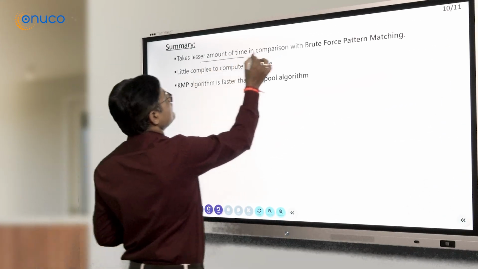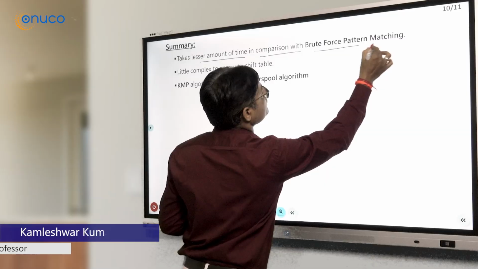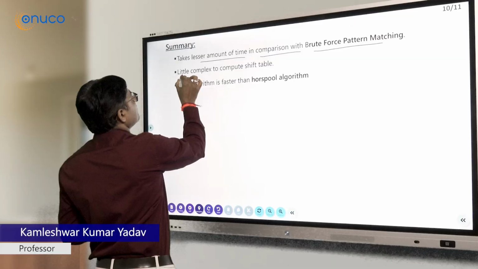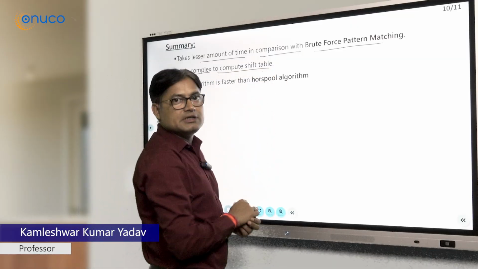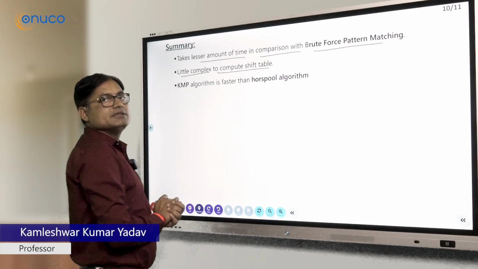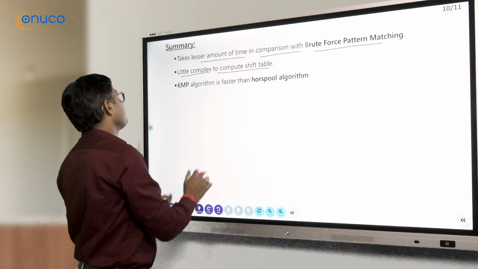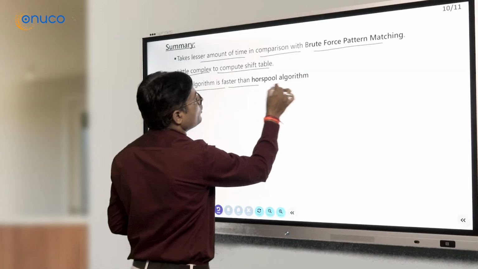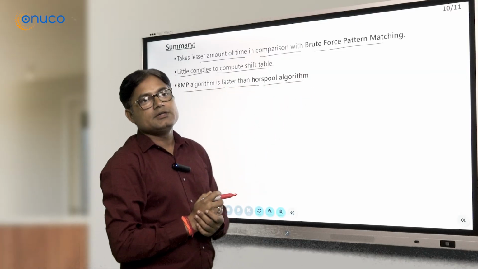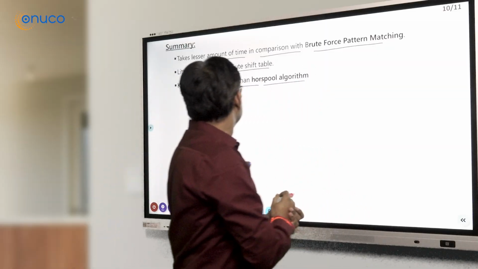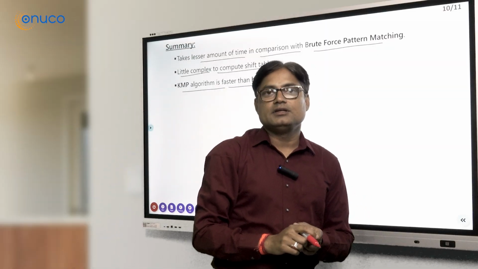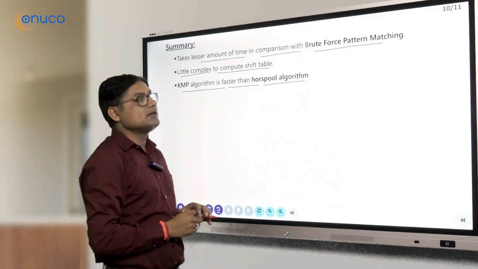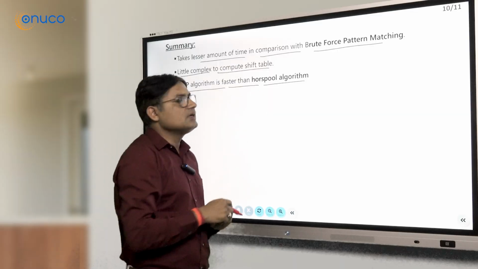Summary: it takes a lesser amount of time in comparisons than brute force pattern matching, as I have compared it now in front of you, and it is a little complex to compute the shift table. Yes, if your shift table is correct, you can perform the task faster. And there is another algorithm technique called the KMP algorithm, which is faster than the Horspool algorithm. KMP is Knuth, Morris and Pratt. There are 3 scientists who gave another algorithm technique called KMP for pattern matching. That is really faster than Horspool.